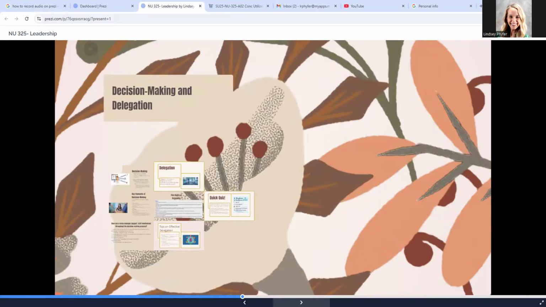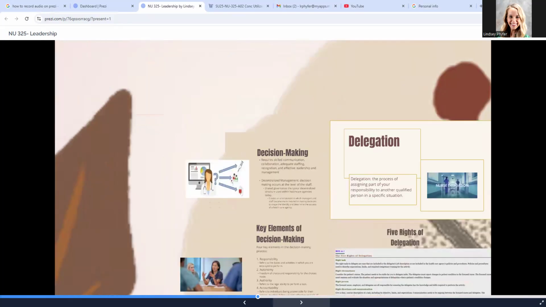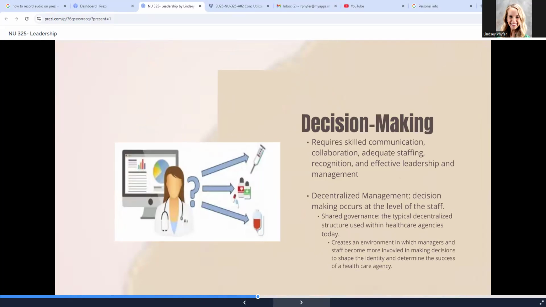So now let's talk about the decision-making process and delegation. These are going to both be very important components for you to familiarize yourself with as you begin your journey in nursing school. So let's start with decision-making. So decision-making requires skilled communication, collaboration, adequate staffing, recognition, and effective leadership and management. So you can see that there's a lot of components that go into an effective decision-making process.